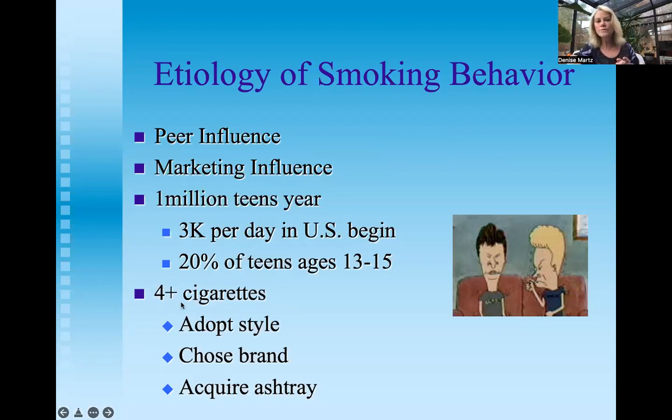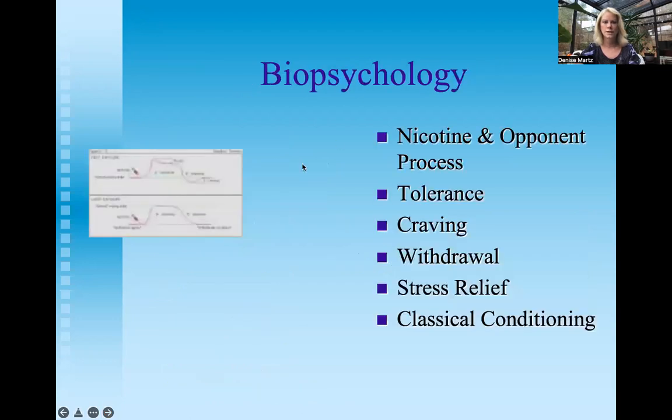But by the time you're motivated to get to 4, you're feeling the peer or the sibling influence, and then you've given yourself the opportunity to start getting the pleasure of the nicotine. Once a child, teen, or young adult adopts a style, like how they hold the cigarette, once they've picked their brand, and once they've acquired an ashtray, by the time this happens, they're usually a smoker. Okay, so that's the start of it, the cause.